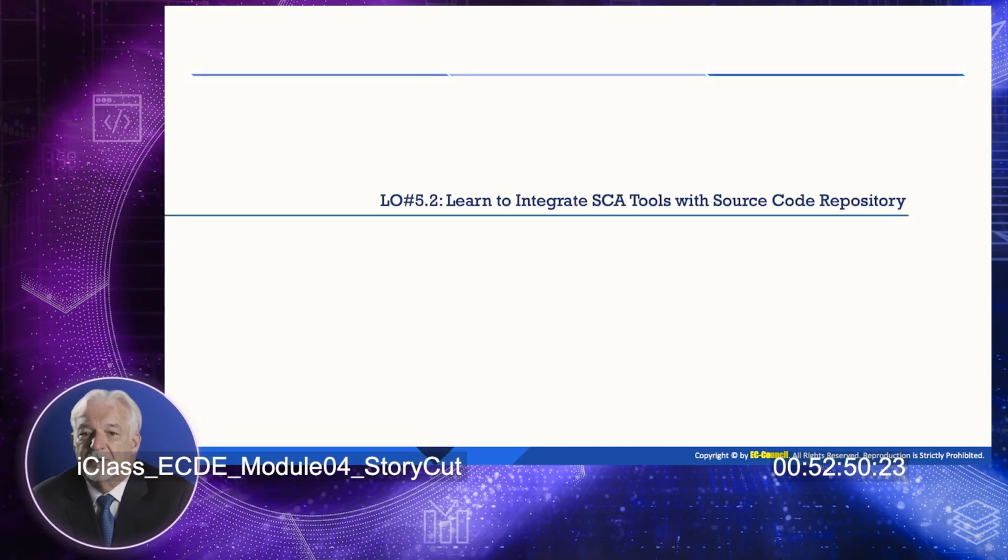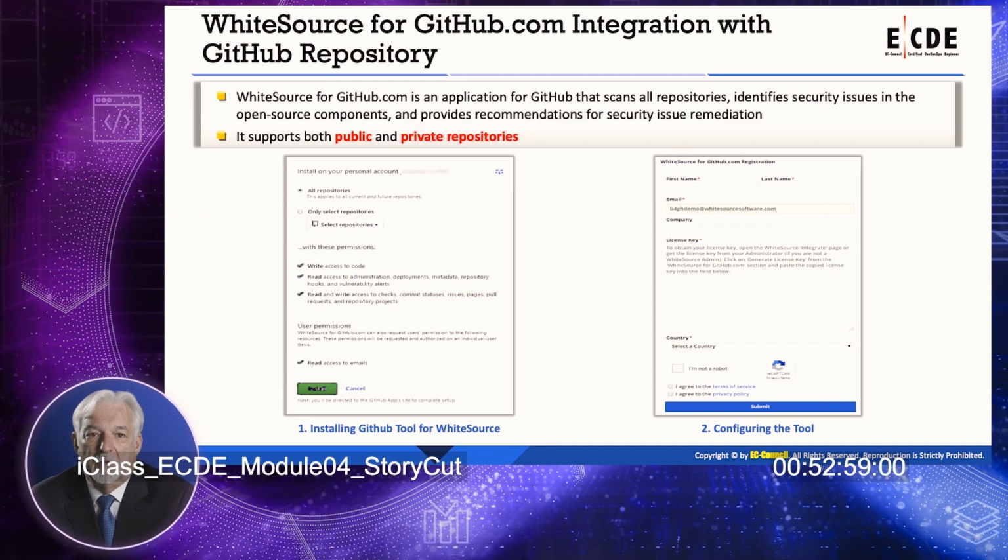We'll move on to integrating SCA tools with source code repositories. We'll look at WhiteSource for GitHub.com integration with the GitHub repository. WhiteSource for GitHub.com is an application for GitHub that scans all repositories, identifies security issues in the open source components, and provides recommendations for security issue remediation. It supports both public and private repositories.